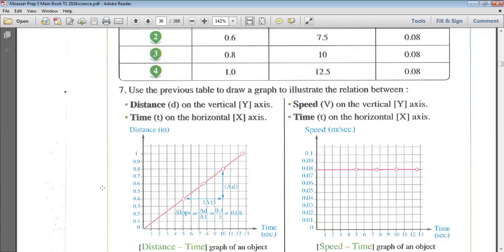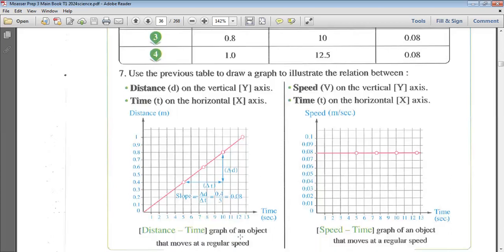Okay, so we took two graphs. Number one, the distance time graph of an object that moves with a regular speed. The distance time graph for an object that moves with a regular speed is represented by a straight line passing through the origin point. Why? Why did it come out in this shape? Because by increasing the distance, time increases. So the relation between distance and time is that distance is directly proportional to the time.